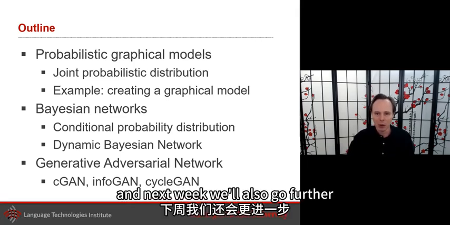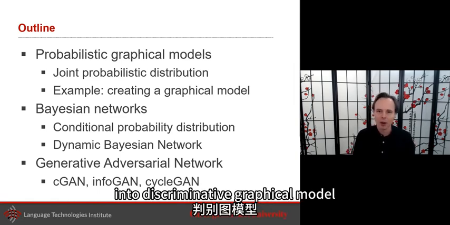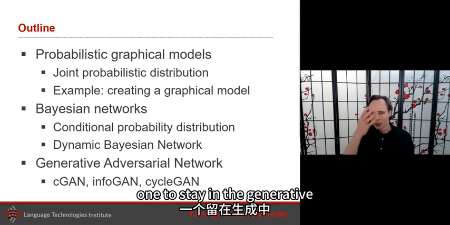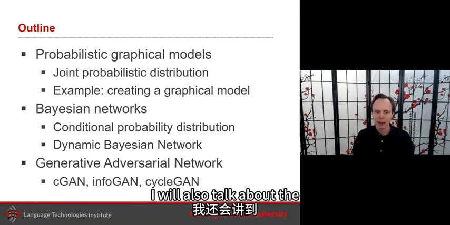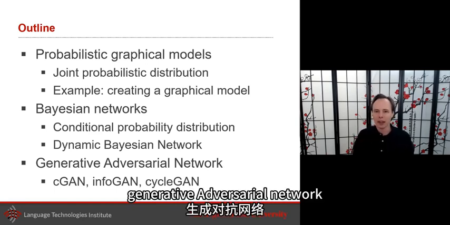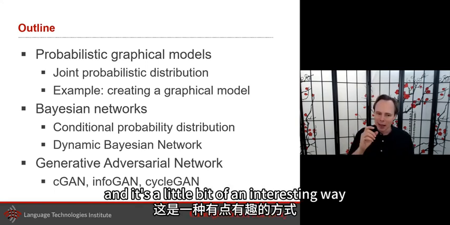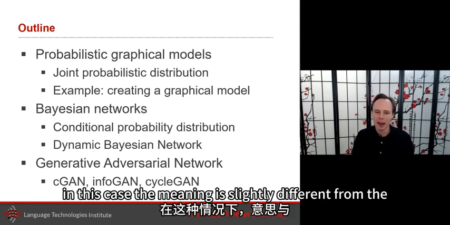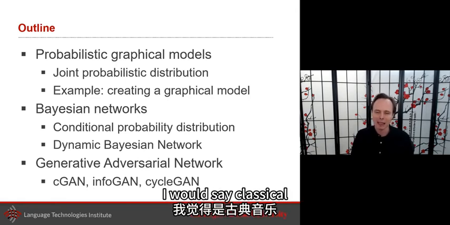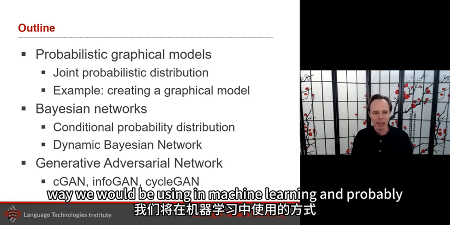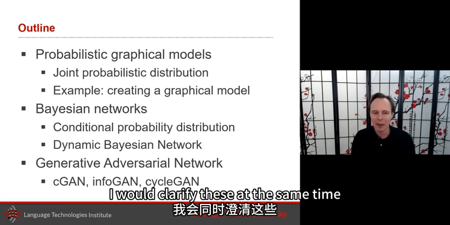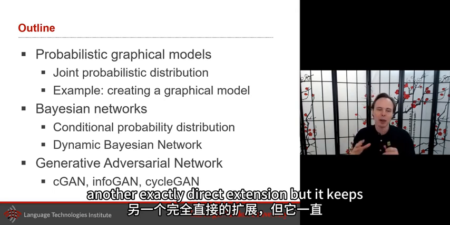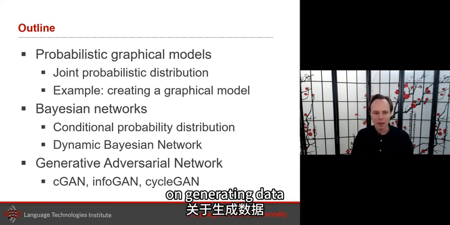And next week, we'll also go further into discriminative graphical models like conditional random fields and those energy models. To stay in the generative, I will also talk about the generative adversarial network as a neural model, and it's a little bit of an interesting way because the way we use the word generative in this case, the meaning is slightly different from, I would say, the classical way we will be using in machine learning and probabilistic graphical models. I would clarify these at the same time, but it would be an interesting, not an exactly direct extension, but it keeps a lot of the same philosophical view on generating data.